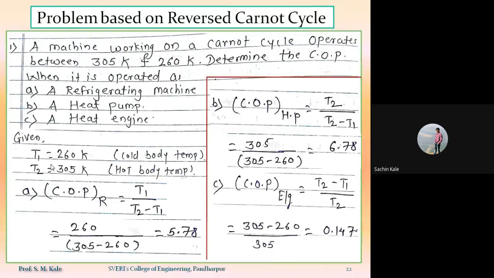So this is our first problem. Have you noted down this problem? Have you understood this problem? Okay. Shall I shift to the next slide? Next problem.